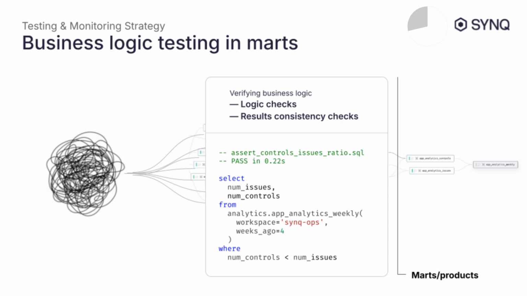Now at the marts and product stage, with operational systems, sources, and transformations already tested, we focus on business logic from an end-user perspective. We add fewer but more thoughtful tests, like ensuring the number of controls exceeds issues, as shown here. These tests, often added by domain experts like analysts, validate what the data means to the business, not just its structure. This also enables a clean ownership handoff. Analysts define business-focused tests, while data engineers handle upstream operational checks.